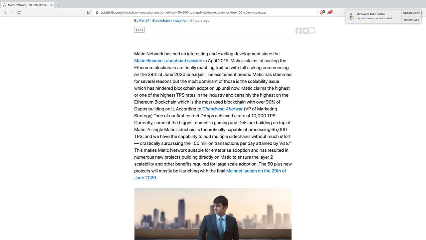The excitement around Matic has stemmed from several reasons, but the most dominant of those is the scalability issue, which has hindered blockchain adoption up until now. Matic claims the highest, or one of the highest, TPS rates, transactions per second, in the industry, and certainly the highest on the Ethereum blockchain, which is the most used blockchain with over 90% of dApps building on it. We will look at this a little closer later in the article.